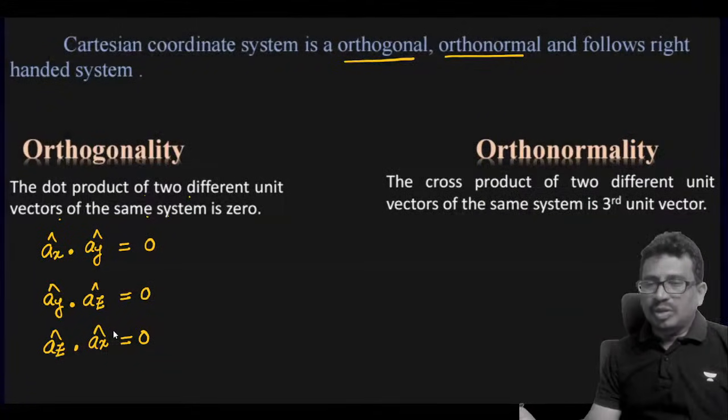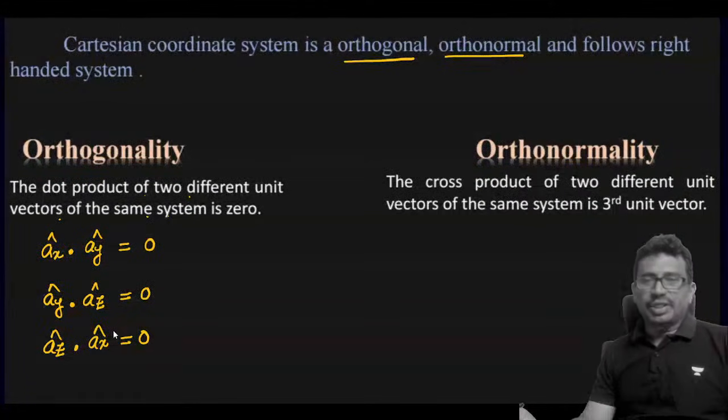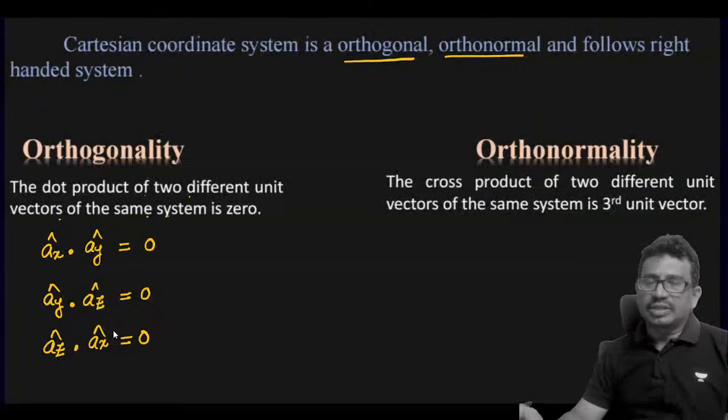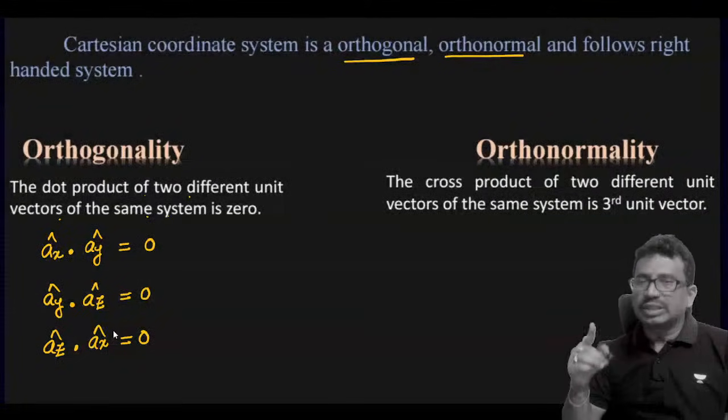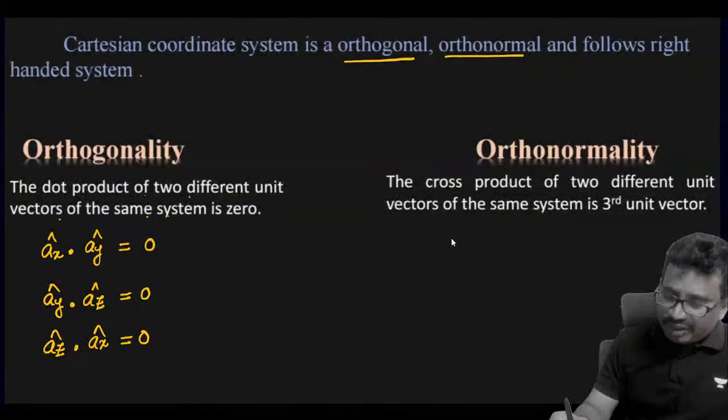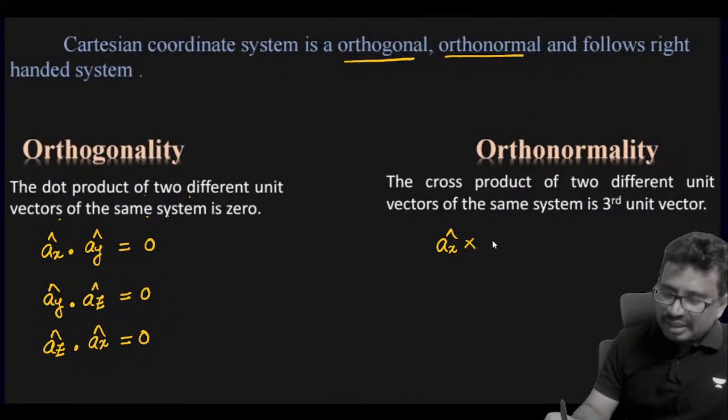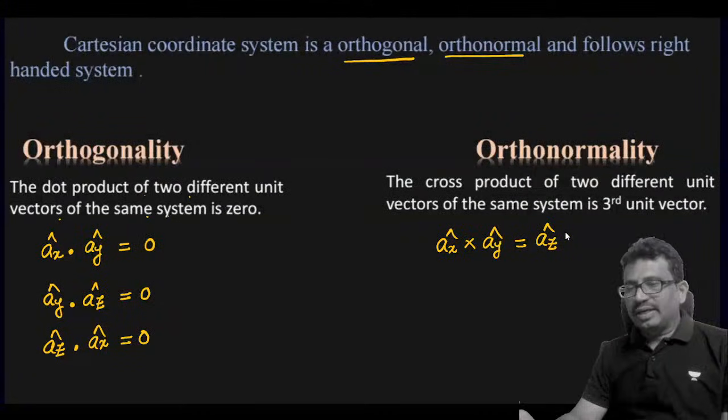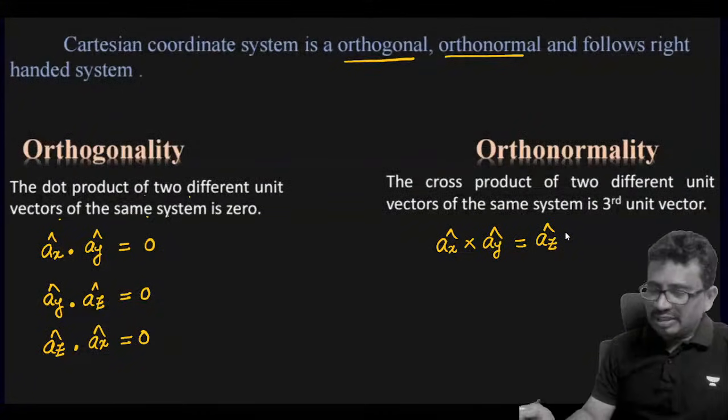Next, orthonormality means what? Tell me now. The cross product of two different unit vectors of the same system is the third unit vector. What can we say now? AX cross AY, which is equal to what? You tell me now here. AZ. AX cross AY equals AZ.